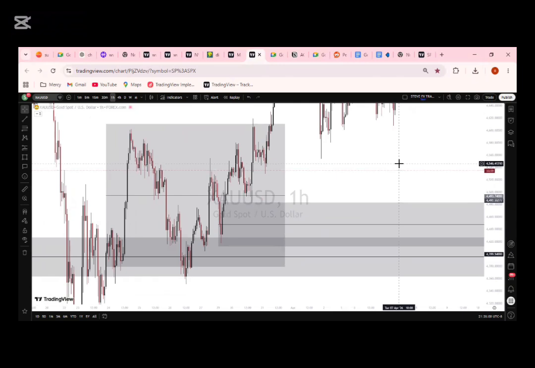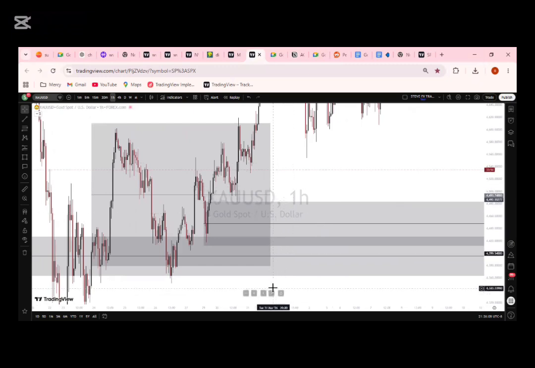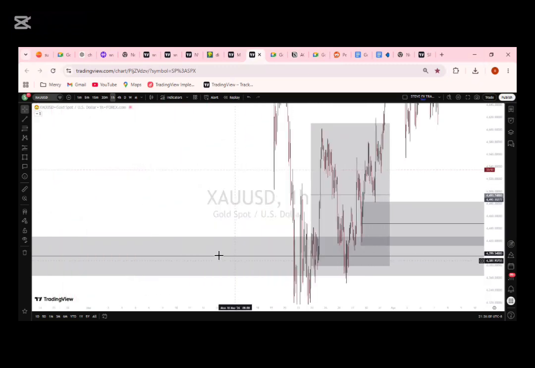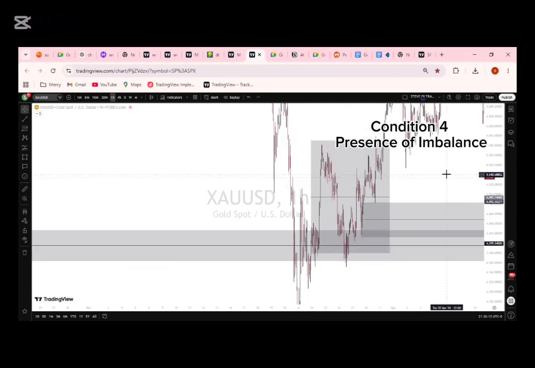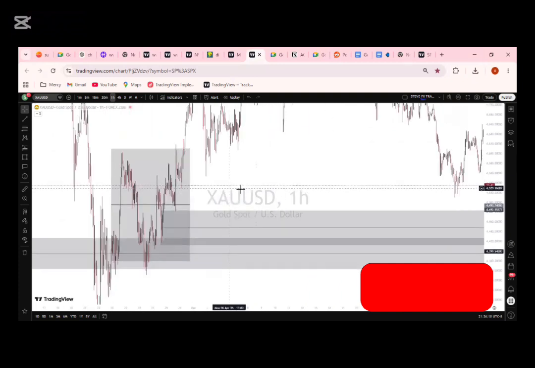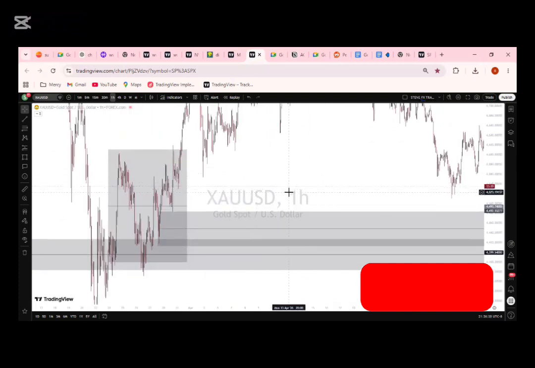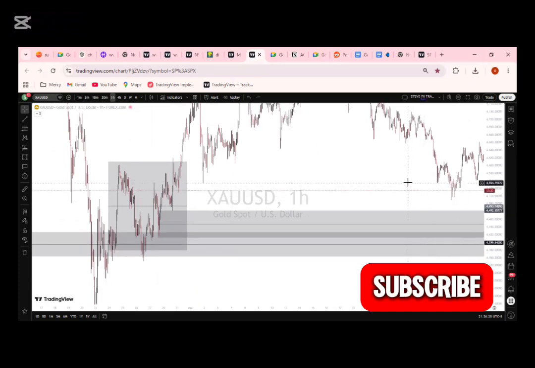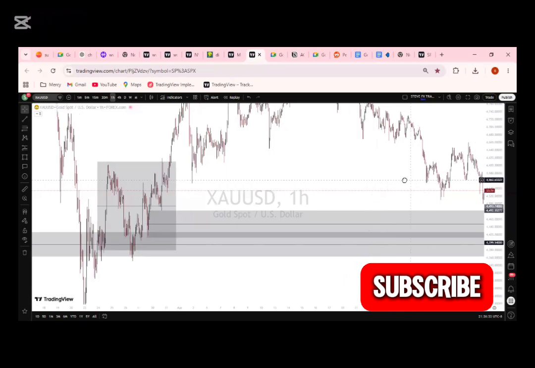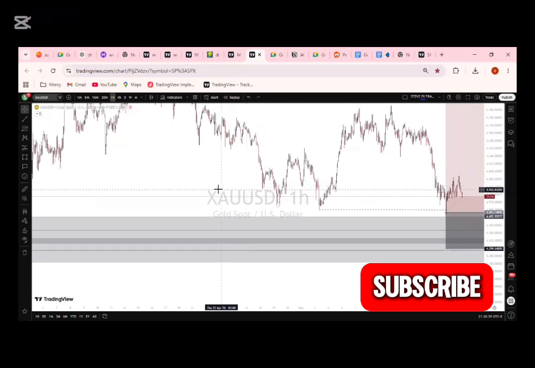And also, if possible, if we are able to spot it, we need to have imbalance, because mostly the best refined order block usually leaves inefficiency around that particular zone. So if we are able to spot about two or three of these conditions around your refined order block, that makes the order block very, very valid.